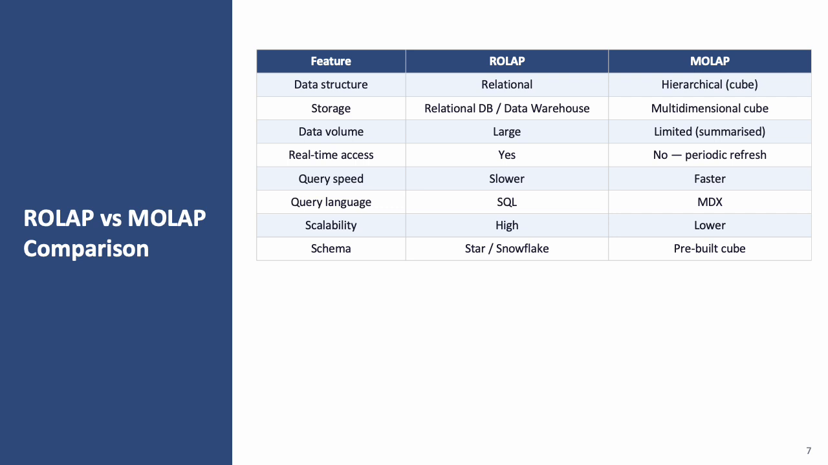Real-time access. With ROLAP, the moment new data is loaded into the data warehouse, it is immediately available for analysis. But with MOLAP, there is a lag because the cube must be rebuilt before new data is reflected in query results. On query speed, MOLAP wins here because all aggregations are pre-computed. ROLAP queries can be slower, particularly for complex aggregations over large datasets because the database must compute the answer from scratch each time. Query language.